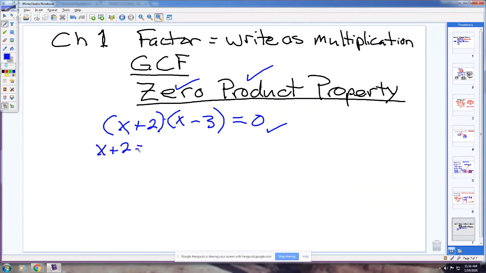x plus 2 equals 0, or x minus 3 equals 0. Subtracting 2 over here tells me x equals negative 2 is one answer. Adding 3 on both sides here tells me x equals 3 is another answer. So if this was factored and equal to 0, I can solve it. Okay, let's take this a step farther.